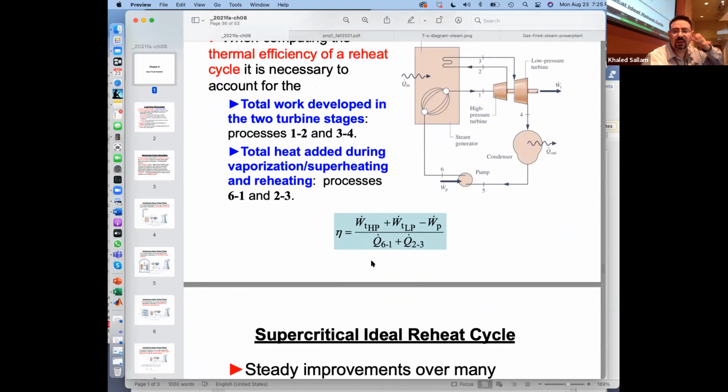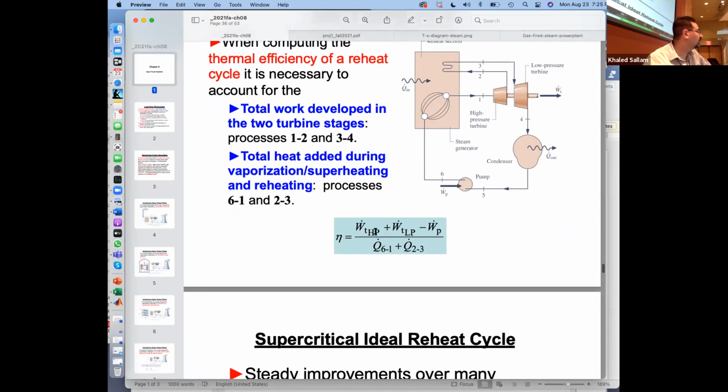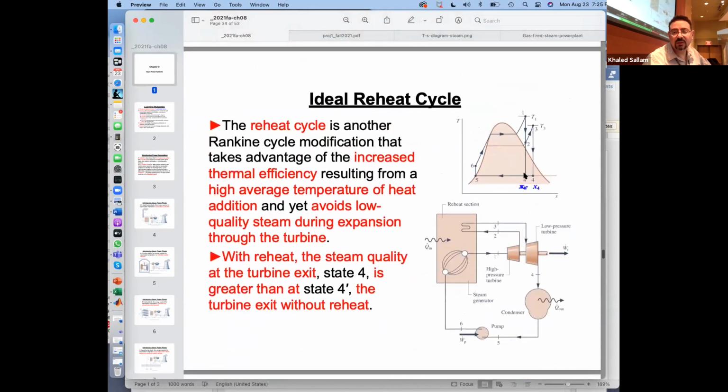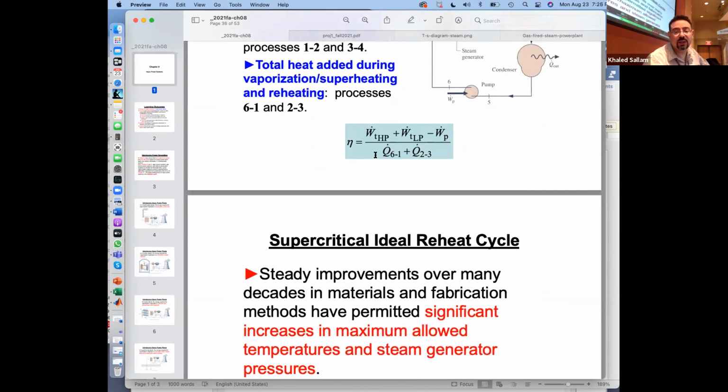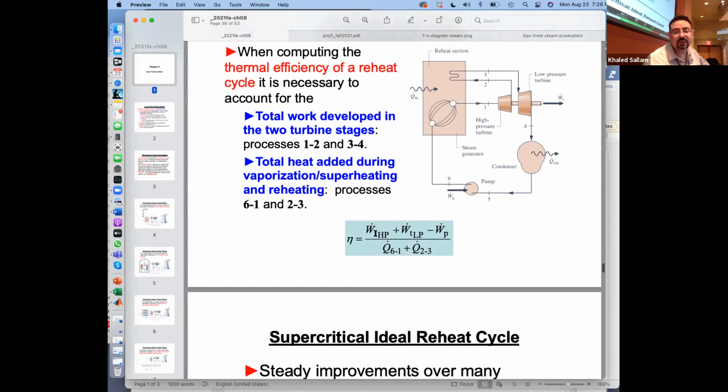And you can see that when it comes to the turbine work, it's two parts. There is m dot turbine, h1 minus h2, and m dot turbine, h3 minus h4. You see that on the TS diagram? You get the turbine work is h1 minus h2 plus h3 minus h4. Make sense? Two parts for the turbine work and two parts for the heating. Two turbines, two heating.